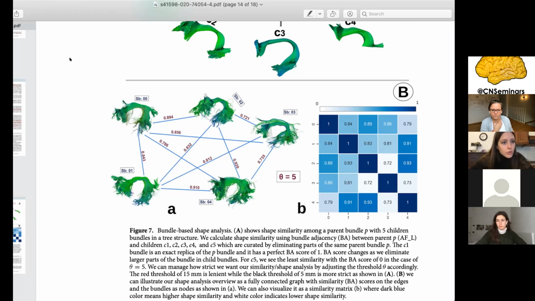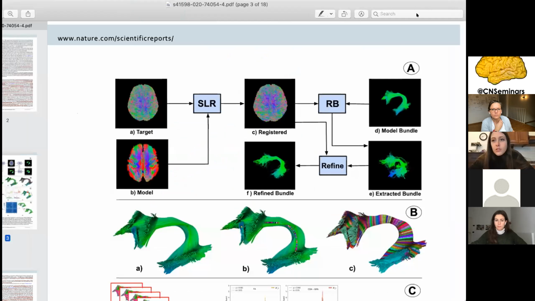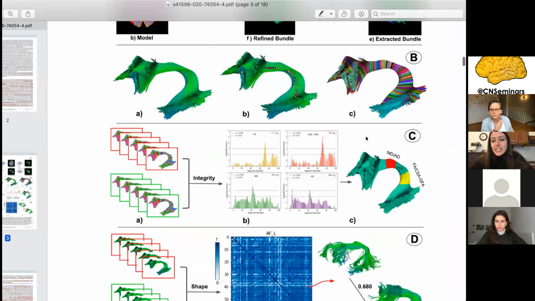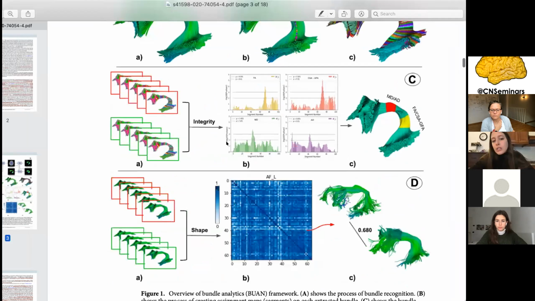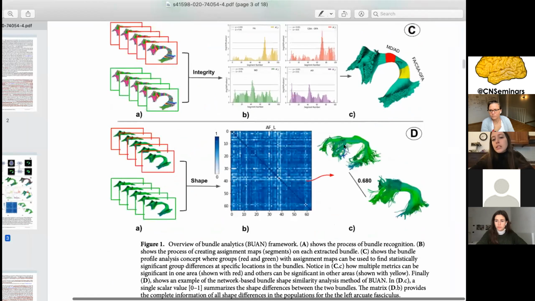Okay, so going back to what we were saying before, this is what they did. They computed a similarity matrix, and then you can see the relationship between the two bundles of interest.